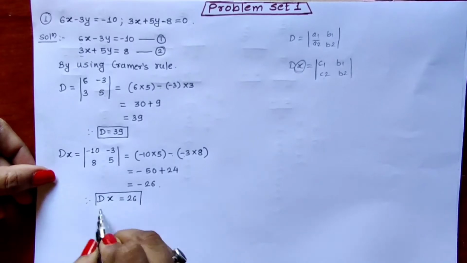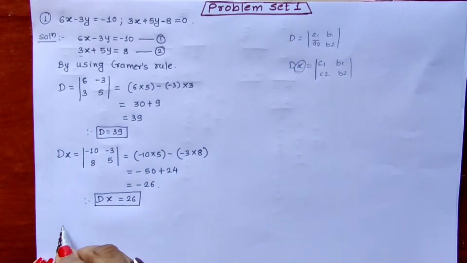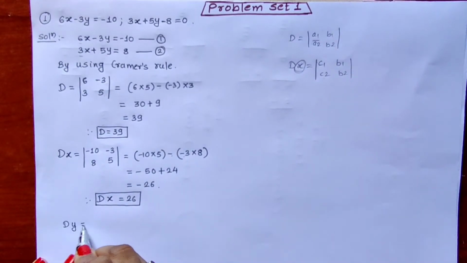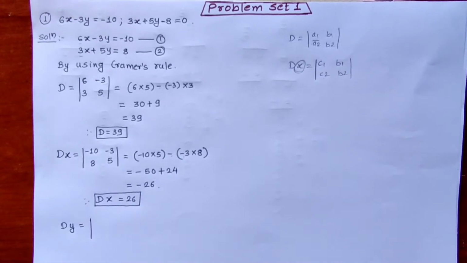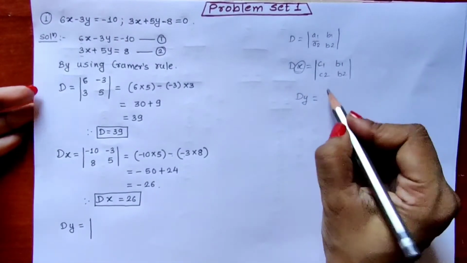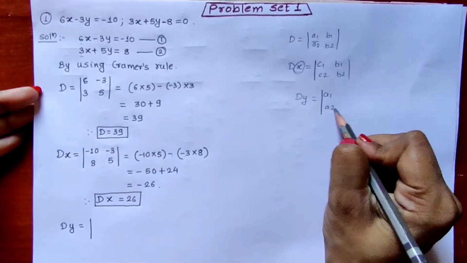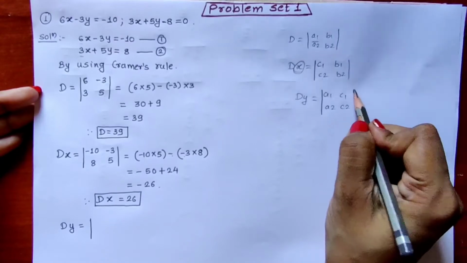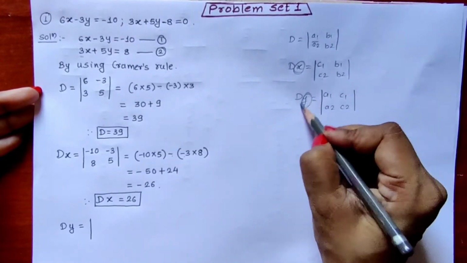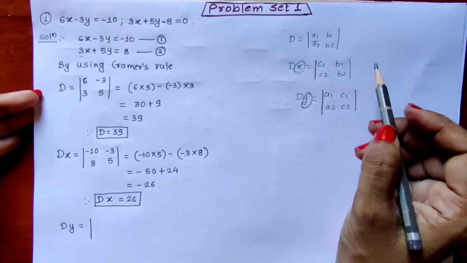So in this way dx also we have got. Now what should be done? Next step, we will have to find the value of dy, that means determinant of y. In determinant of y, how to write? Determinant of y means coefficients of x, that means a1, a2 and constant terms, that means c1, c2. We don't write coefficients of y in dy. a1, a2 and c1, c2, in this way we will write.